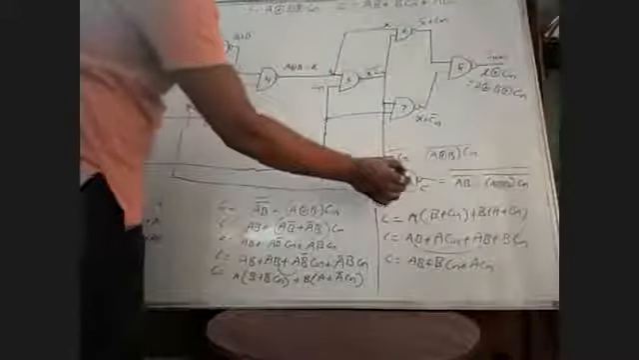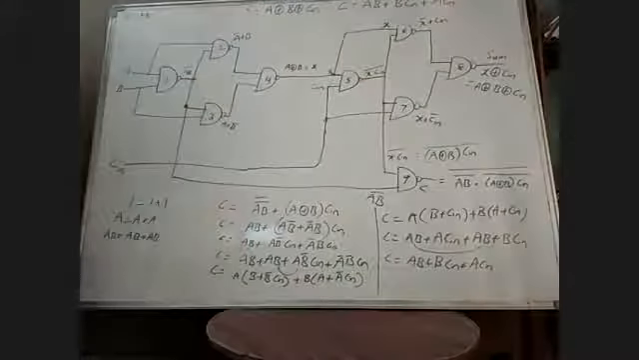This is the first half adder, this is the second half adder. The output expression is sum and the output expression is carry. The total number of NAND gates used is 9: 1 2 3 4 5 6 7 8 9. Full adder using 2 half adders using NAND gates. This is full adder realization using NAND gates, full adder using 2 half adders using NAND gates.